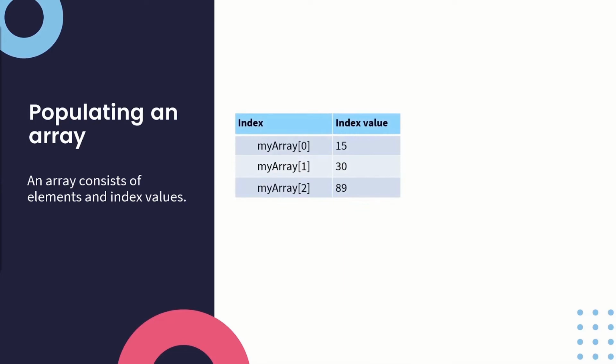indexes. In here, we've got a very basic table with 2 columns, index as well as index value. So we've got this array called my array. At index 0, we've stored the value 15. At index 1, we've stored the value 30. And lastly, at index number 2, we've stored the value 89.